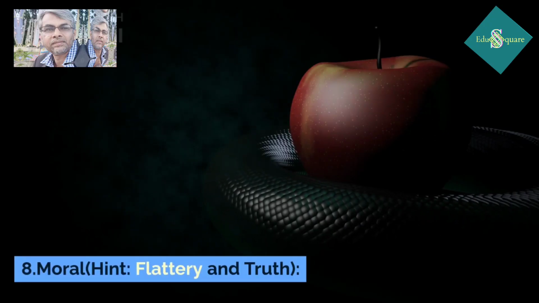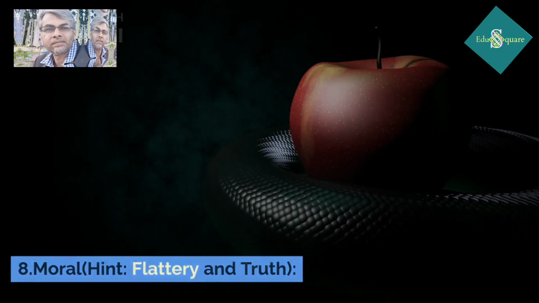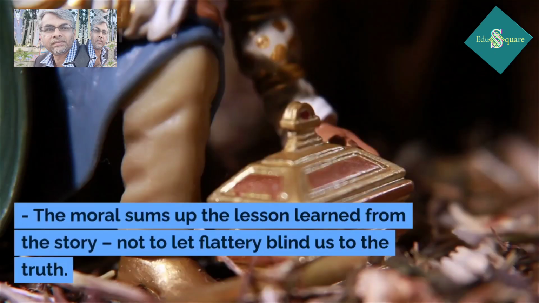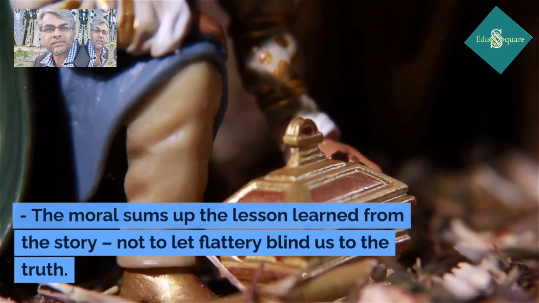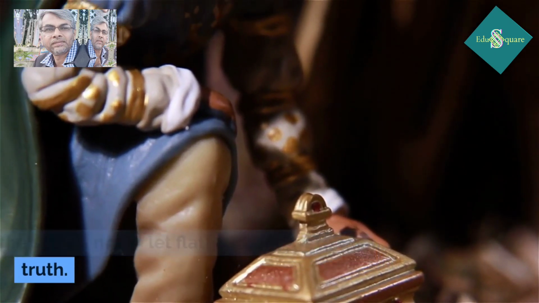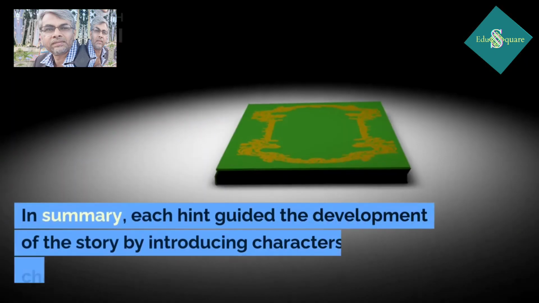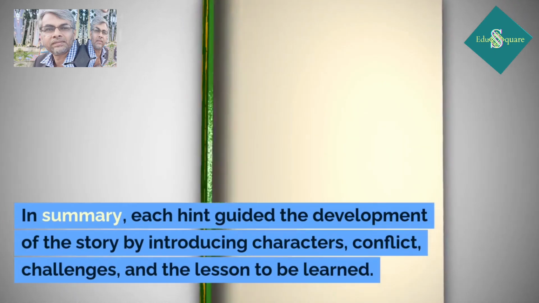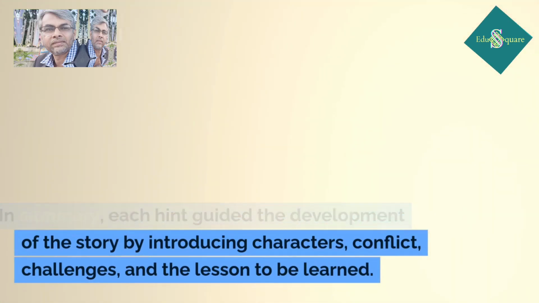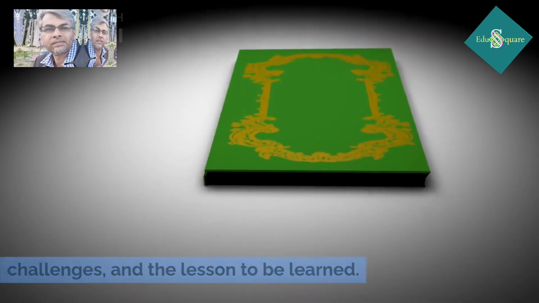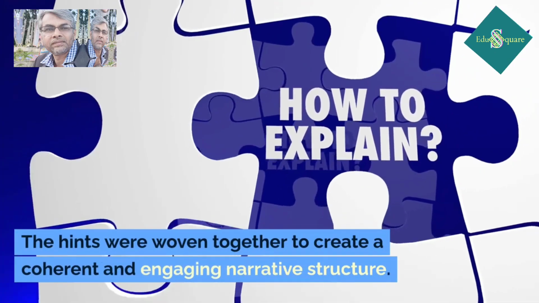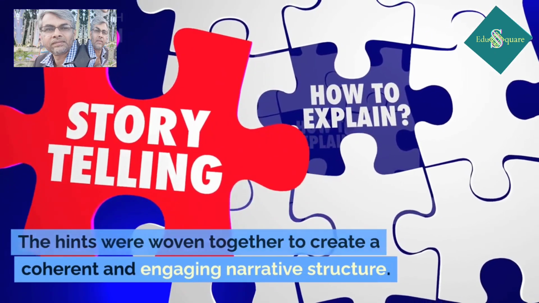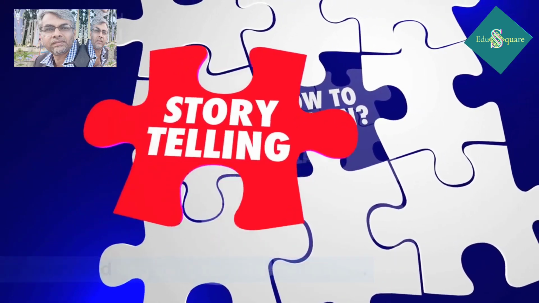8. Moral. Hint: flattery and truth. The moral sums up the lesson learned from the story. Not to let flattery blind us to the truth. In summary, each hint guided the development of the story by introducing characters, conflict, challenges, and the lesson to be learned. The hints were woven together to create a coherent and engaging narrative structure.